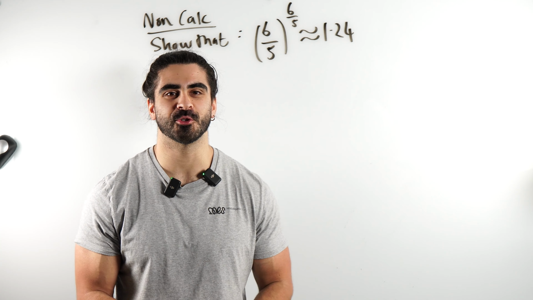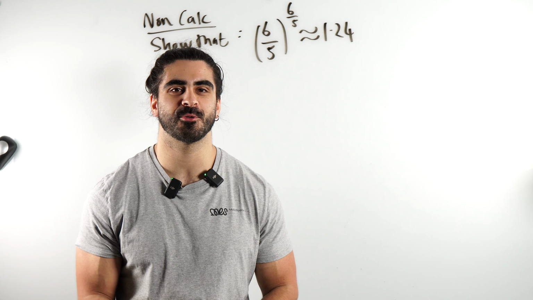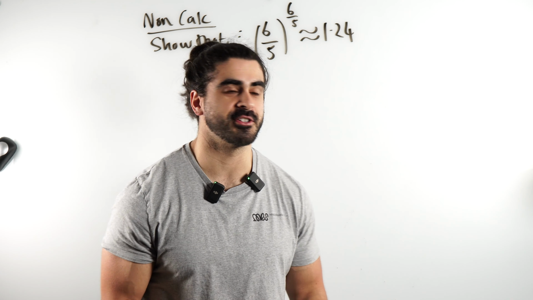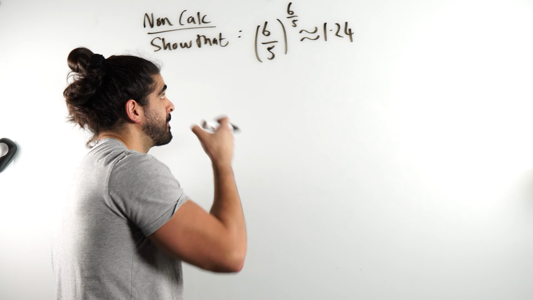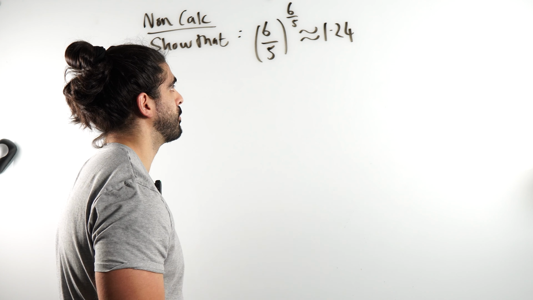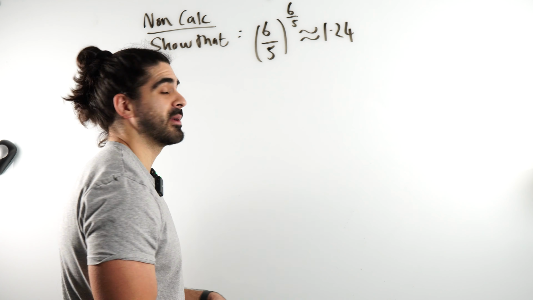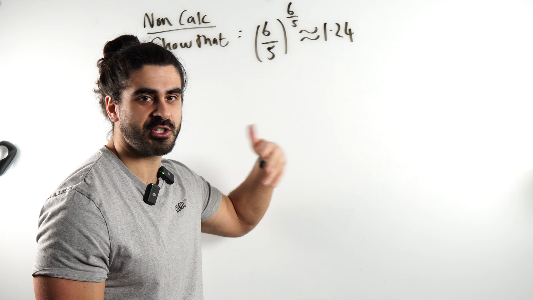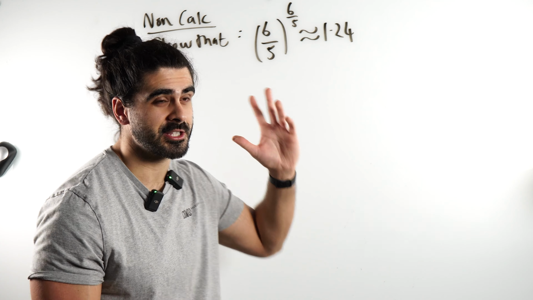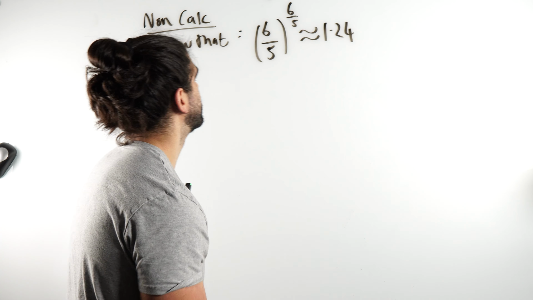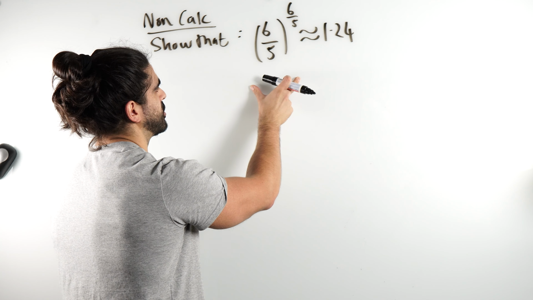Only 1.24% of individuals got their job at ASDA after answering this question. So let me show you how you get your job at ASDA. Prove that (6/5)^(6/5) is approximately 1.24. Now, when I see this question, whenever we see approximations, where do we really do that? It's the binomial expansion. So I'm thinking about using the binomial expansion here.